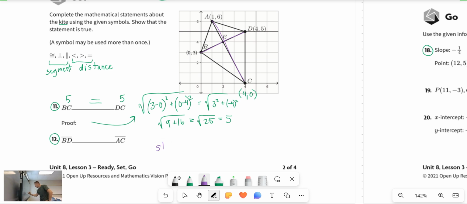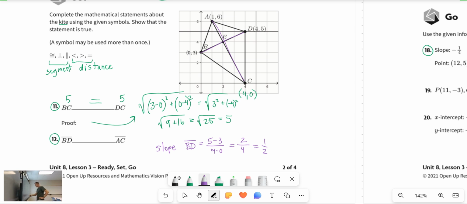So the slope of BD, it looks like it goes from 0, 3 to 4, 5. So the change in y is 5 minus 3. And the change in x is 4 minus 0. So the slope is 5 minus 3 is 2, over 4 minus 0 is 4. So the slope is 1/2.